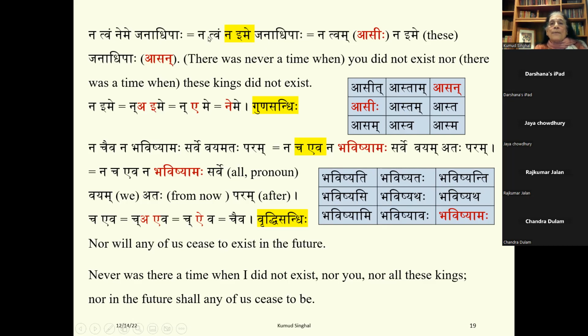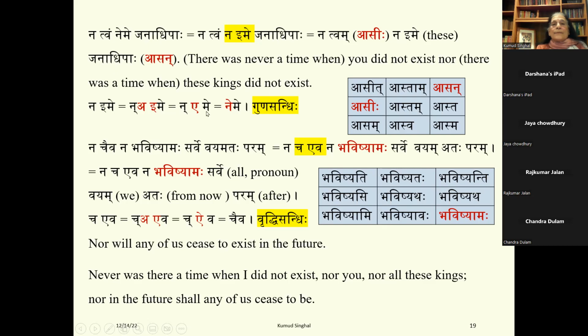So na tvam: there was never a time you did not exist. The verb asi is implied here: na tvam asi, you did not exist. Ime janadhipah: janadhipa means king, and this is in plural, kings. These kings. So na ime janadhipah asan, again the verb is implied. So there was never a time when you did not exist, nor a time when these kings did not exist.